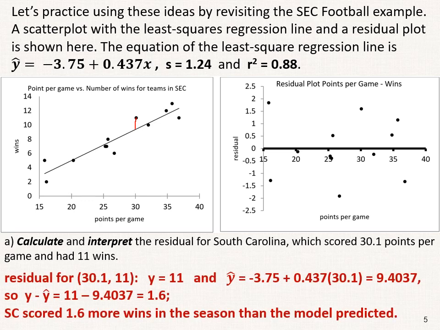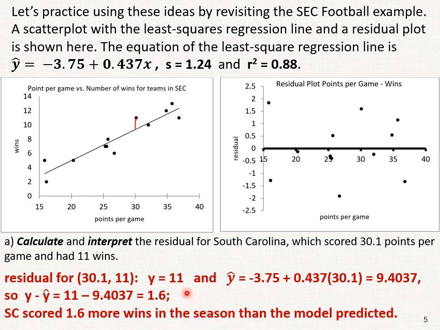Okay, so the residual for the point (30.1, 11): that means the observed y value is 11. The y hat we're going to find by plugging into the equation they gave us up here. This equation up here is the best fit line, right? So we plug 30.1 in for x and we calculate it. You can see here we get the predicted number of wins was 9.4. All right, so the residual is y minus y hat, so 11 minus 9.4, so 1.6.